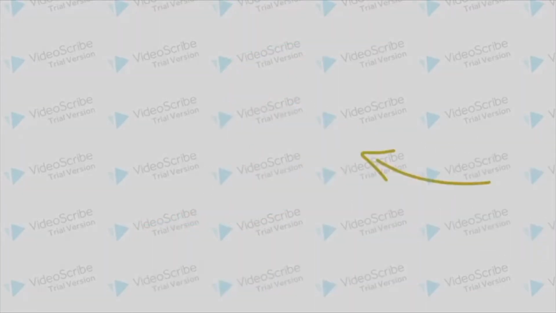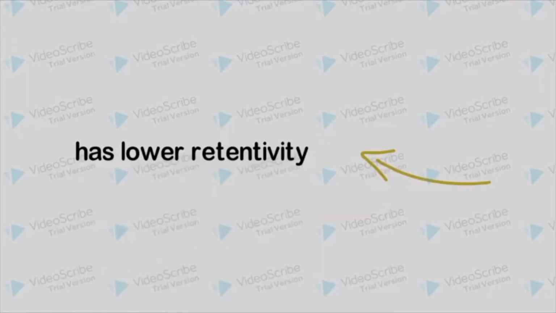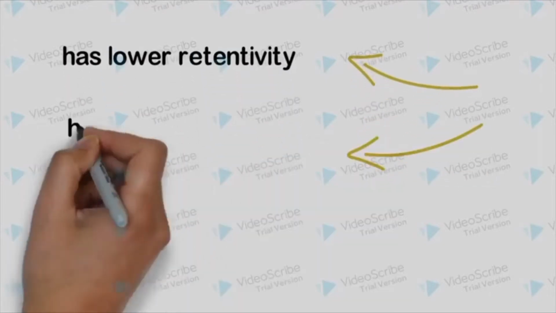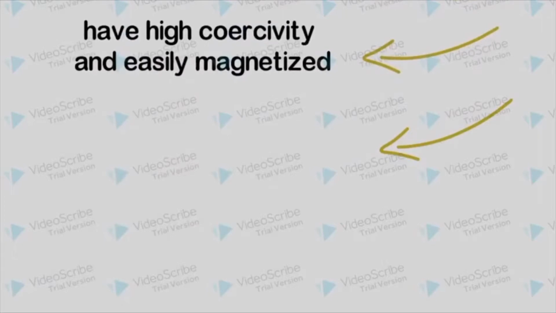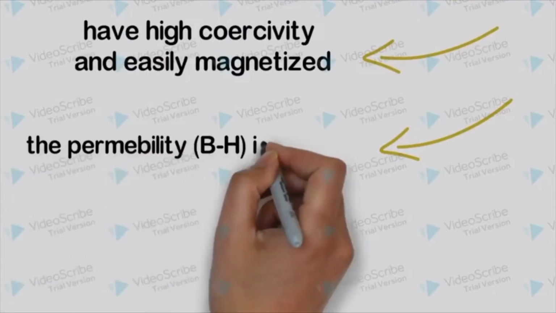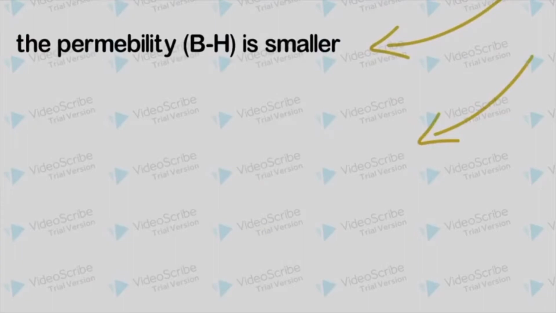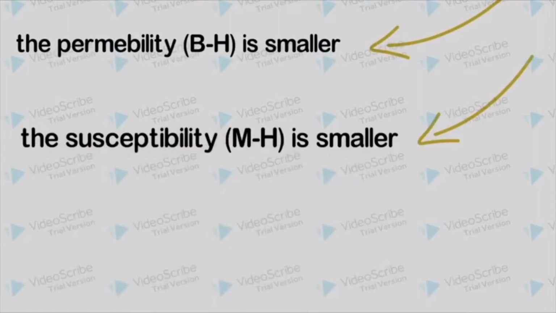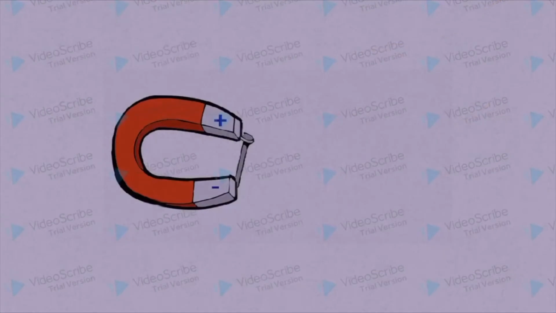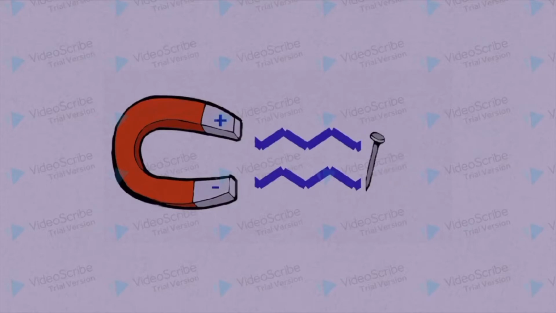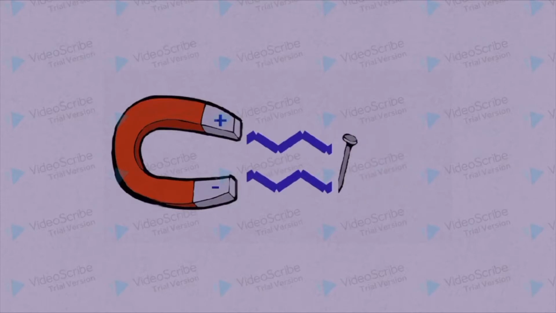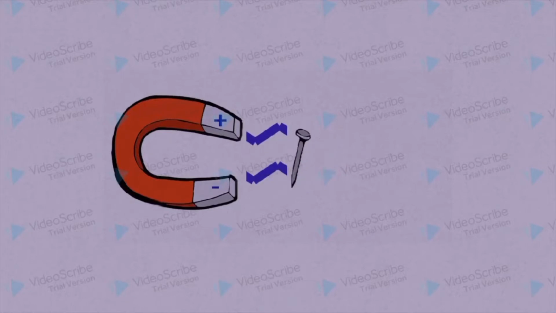Hard magnets have high retentivity, have high coercivity, and are not easily magnetized. The permeability is smaller and the susceptibility is smaller. Hard steel has a large hysteresis loop area, hence it has high retentivity and coercivity. Due to the large area of the loop, there is greater hysteresis loss. Hence, it is suitable for making permanent magnets.